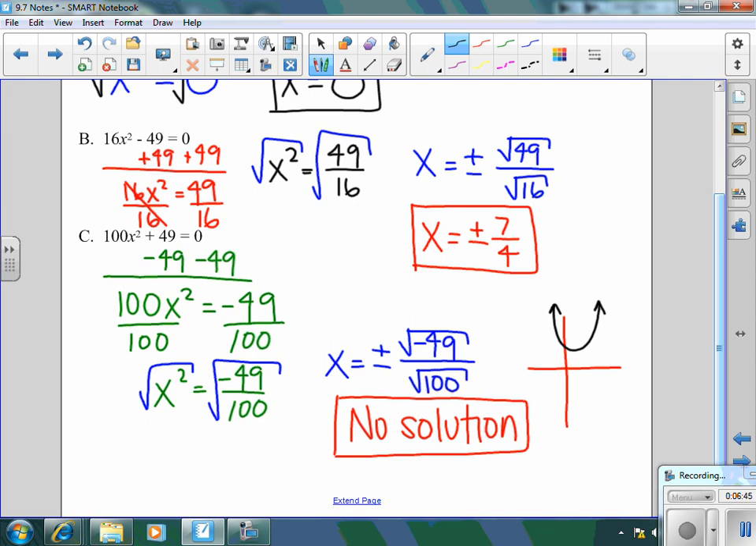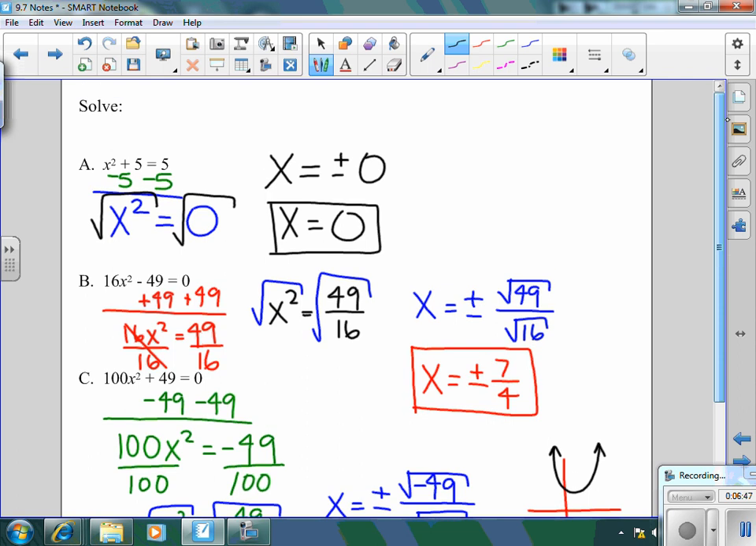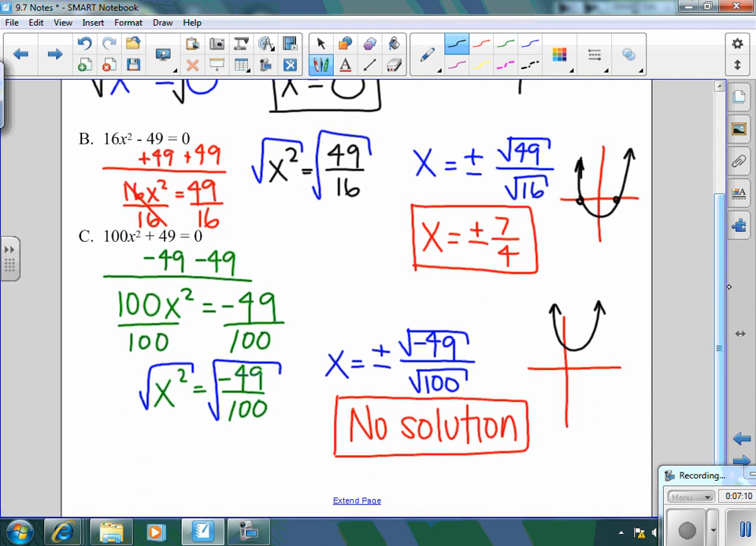So we had one of every option here. In the very first one, we only had one solution. So your graph would have looked like this. It should have just touched once down here. In the second one, you had two equal parts. So you had positive 7/4 and negative 7/4. And on the very last one, we had no solution because it never touches the x-axis.